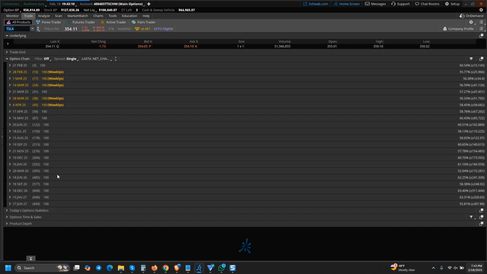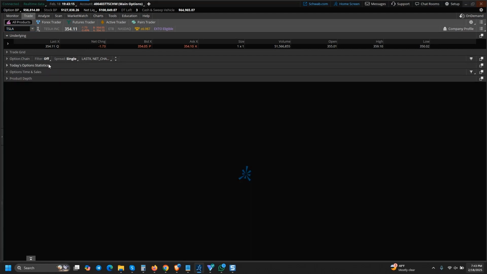It will also pop open the options chain down here, and I'm going to close that so there's fewer things to look at on the screen, but we'll get some information on the stock. We'll see that it closed the day, because we're in after hours trading right now, at 354.11 at the 4 o'clock close, down $1.73. The current bid and ask price, the size of the bid and ask, today's volume of 51 million, and the open, the high, and the low prices. So we get a little snapshot of how things look here.